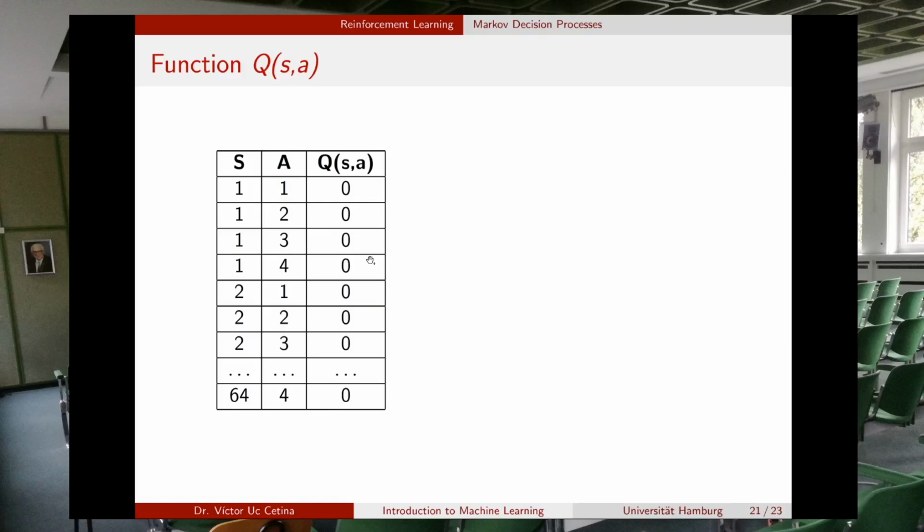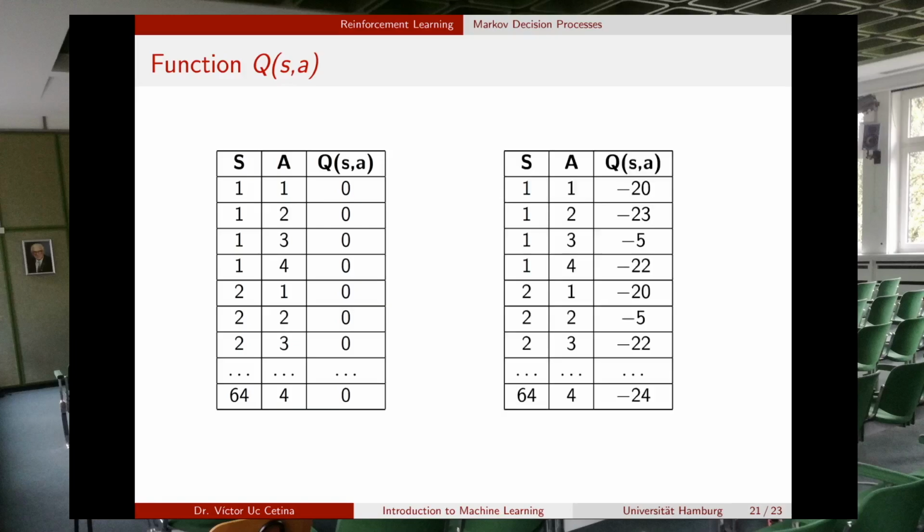Initially, like the parameters in regression and classification, the values are initialized randomly. One way to initialize them is simply by 0. But when you start running the algorithm, these values will start to change. The parameters are going to be changed. And at some point you will have something like this. For example, consider these first 4 rows where we are talking about state 1.